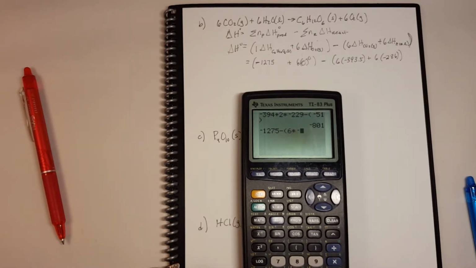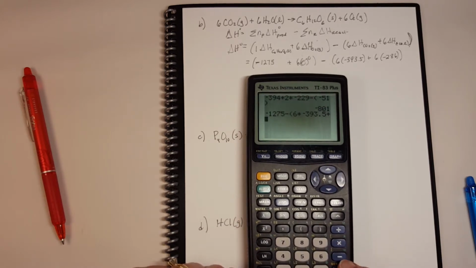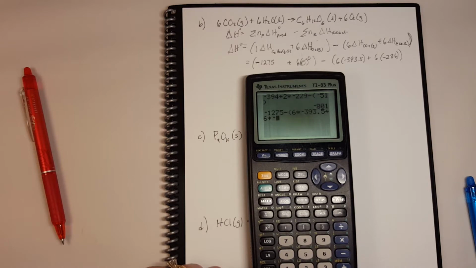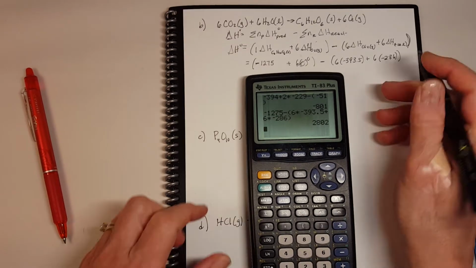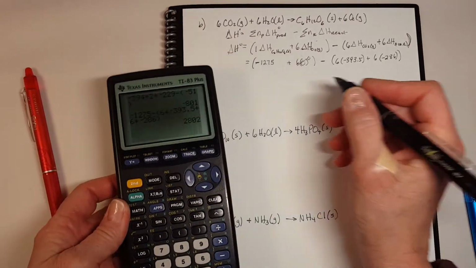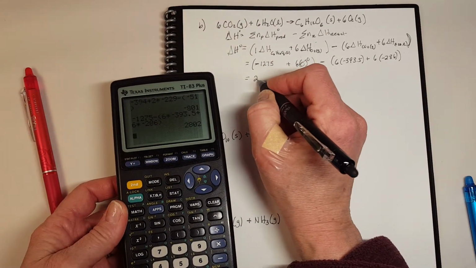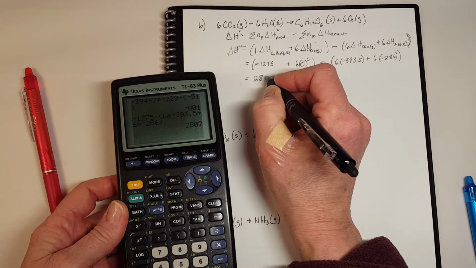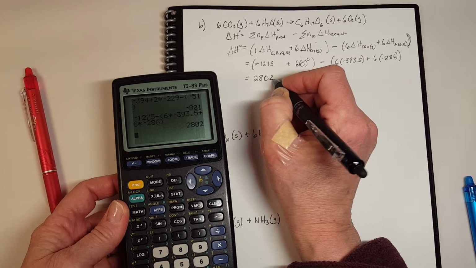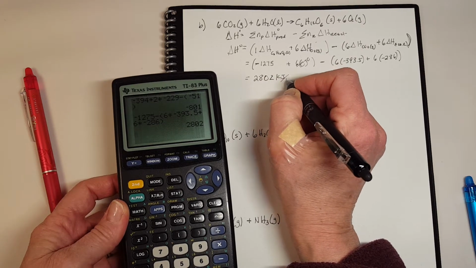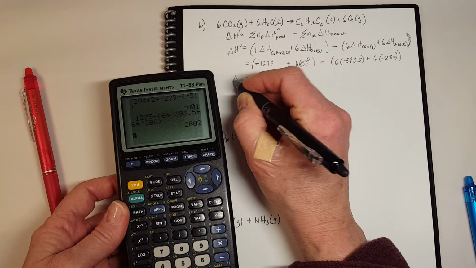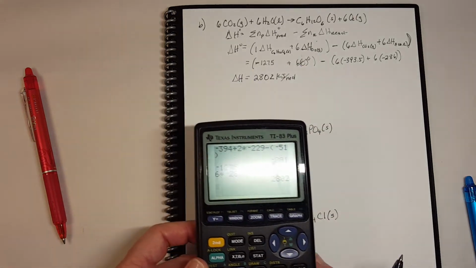And then if we do that on the calculator, we get negative 1275, and then minus, in parentheses, 6 times negative 393.5, plus 6 times negative 286, and we get 2,802 kilojoules per mole. So that's the delta H of that reaction.